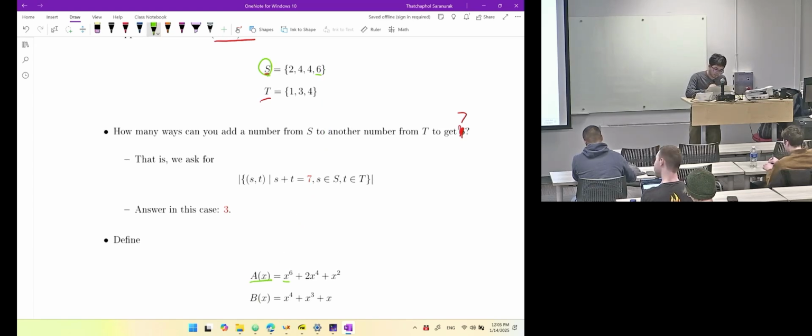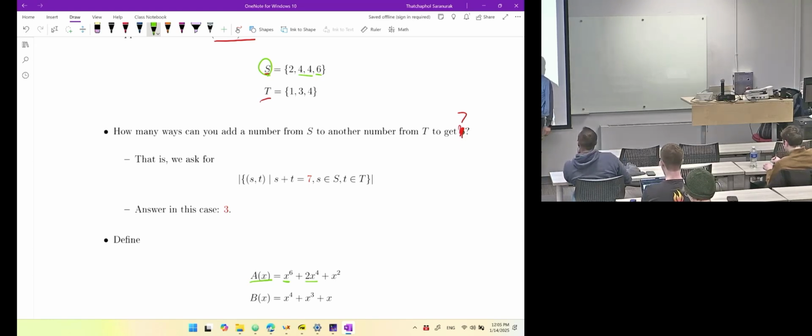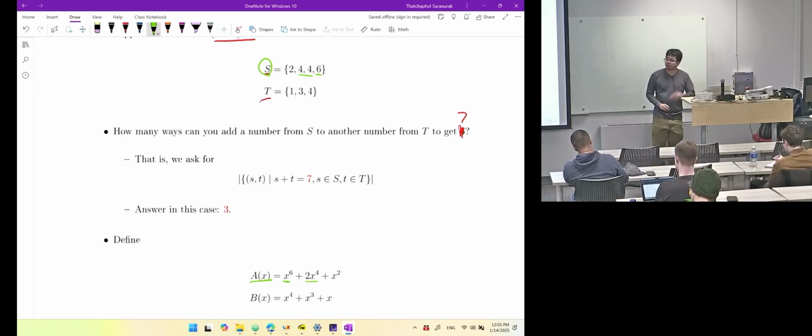If there is a 6 here, I put x to the 6. If there are two 4s, then I make x to the 4, but there are 2 of them, so there is a coefficient 2 here. And then do it for the 2 here. And just do the same for another set T, and I get B. All right. So there are 2 polynomials here.